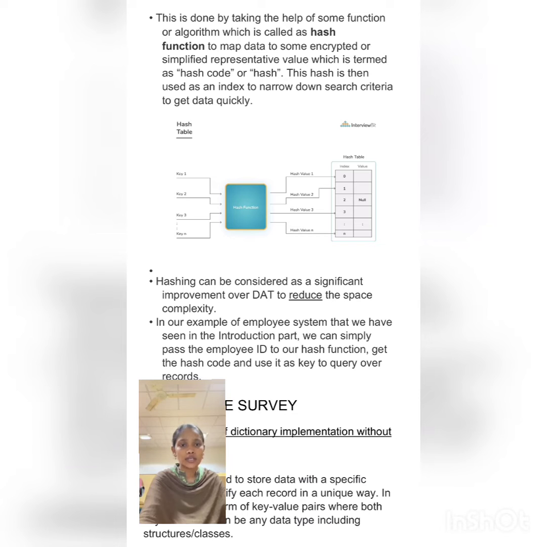Let's see the hash function generation criteria to get data quickly. Let's see the hash table. Here we have key 1, key 2, key 3, which are given to the hash function, then they go to hash value 1, hash value 2, hash value 3, then to index and value. Let's see 0, 1, 2, 3, and second we can take the null value.